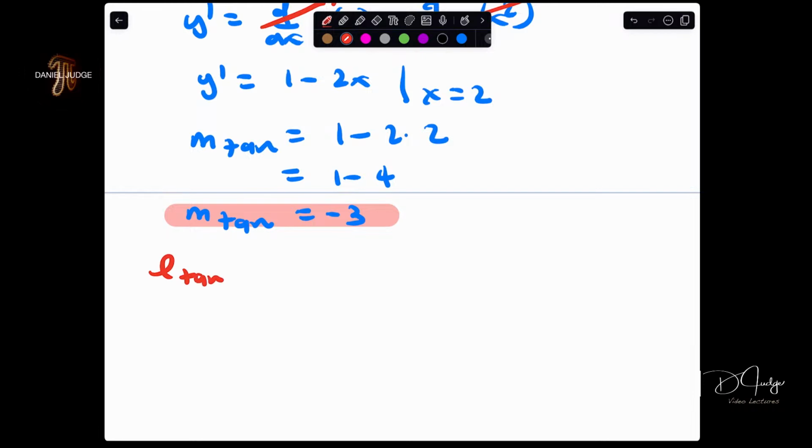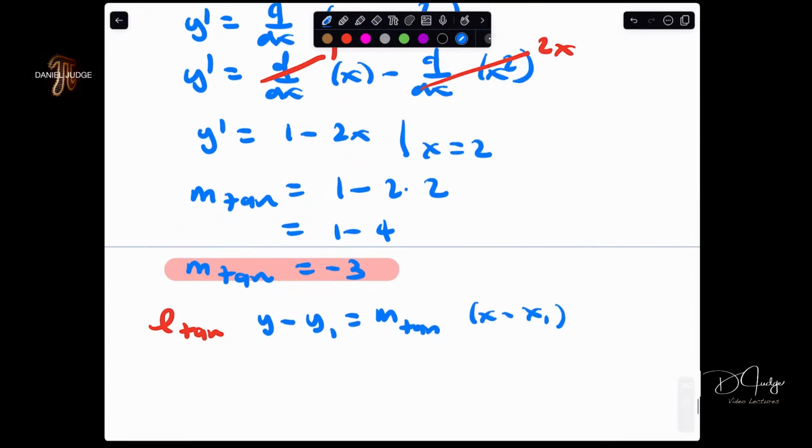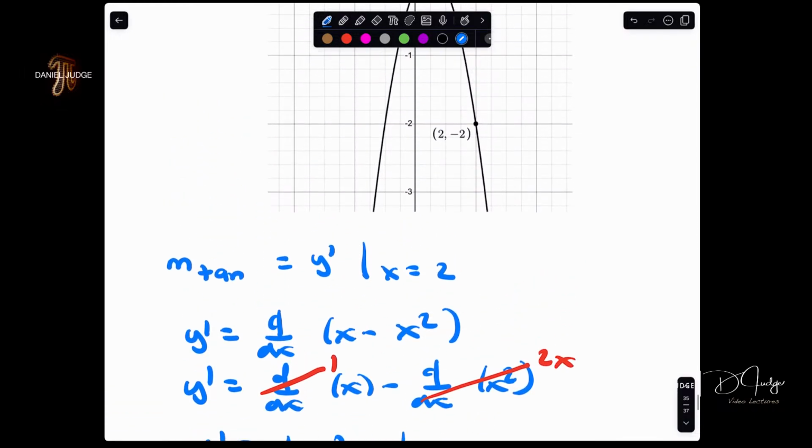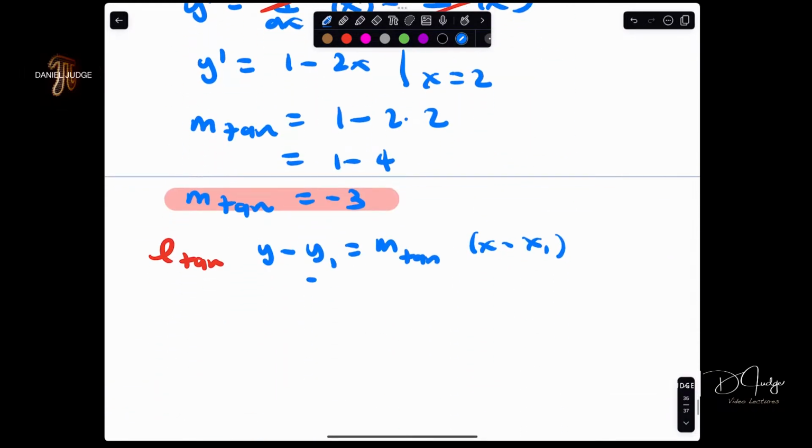The tangent line: y minus y1 is m tangent times x minus x1. I'm going to get the tangent line. So 2, negative 2. So this will be negative 2. This will be 2. We found out that the slope is actually negative 3.